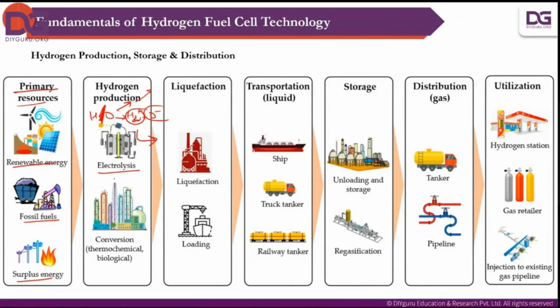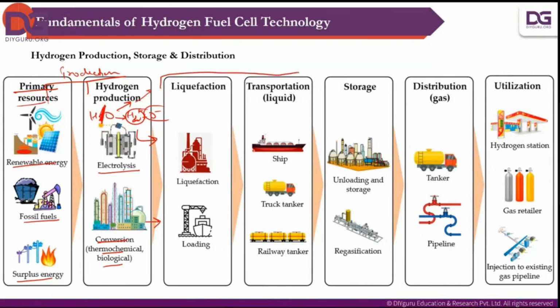This is electrolysis. Or we can use chemical treatment conversions, like thermochemical or biological, and see how we convert them. So in our chemical industry we can also generate hydrogen. Up to here, this is regarding production. So these two steps are the production of hydrogen. Next we will move forward to transportation.